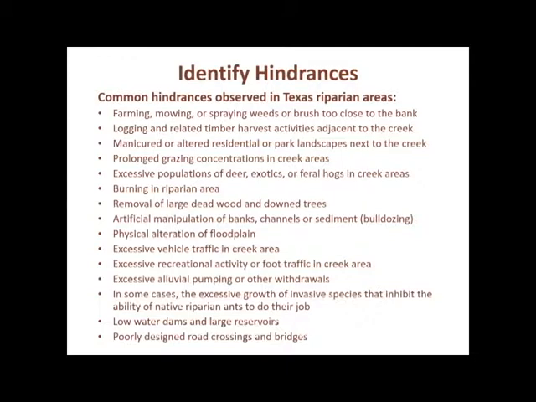artificial manipulation of banks, channels, or sediment such as bulldozing, physical alteration of floodplains, excessive vehicle traffic in creek areas, excessive recreational activity or foot traffic in creek areas, excessive alluvial pumping or other withdrawals, in some cases the excessive growth of invasive species that inhibit the ability of natural riparian plants to do their jobs, low water dams and large reservoirs, and poorly designed road crossings and bridges.